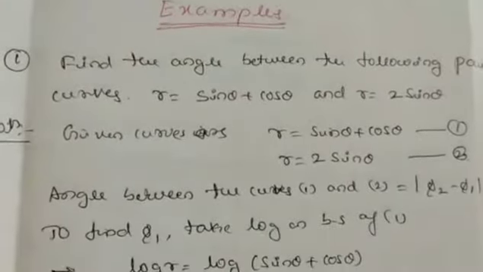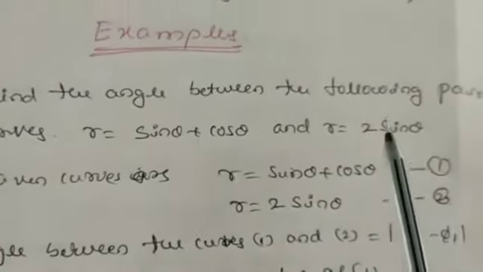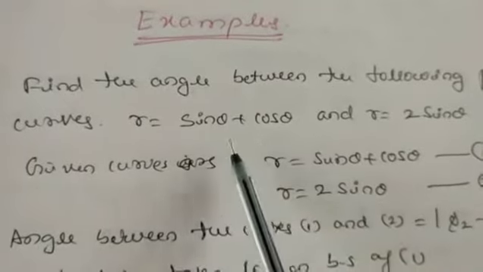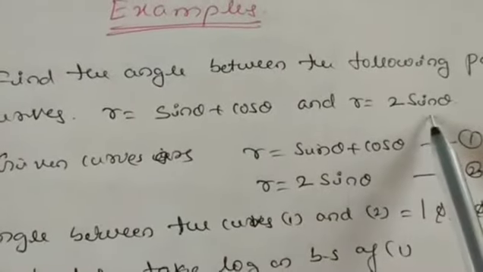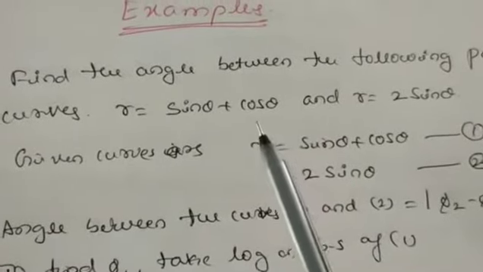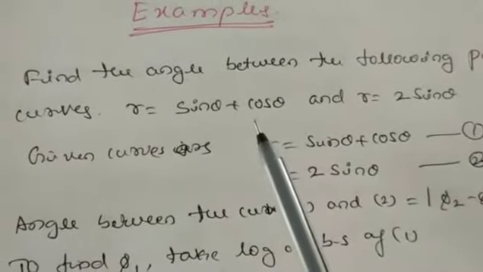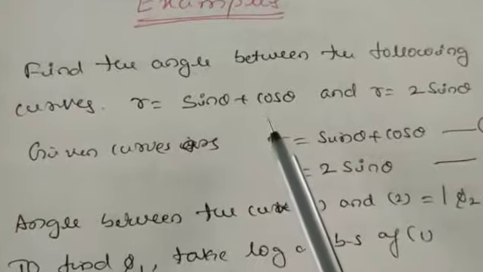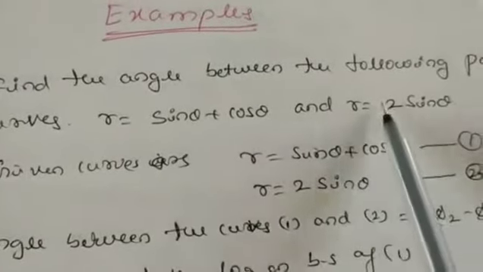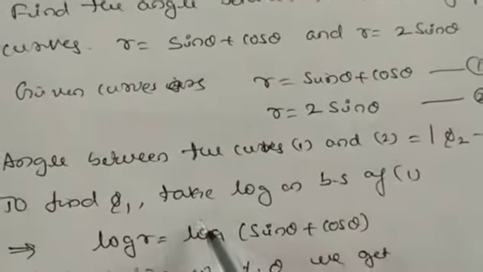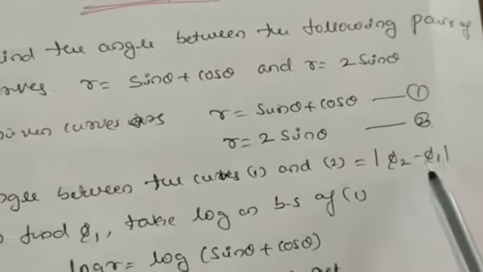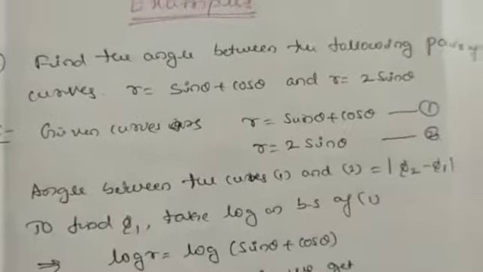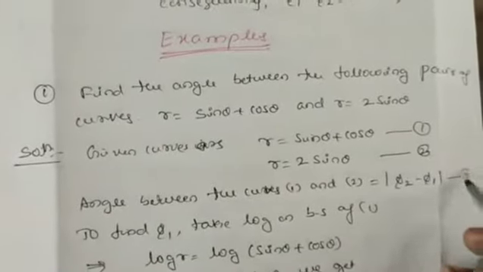Let us take one example. Find the angle between the curves r equals sin theta plus cos theta, and another curve r equals 2 sin theta. So it is just like finding the angle of the radius of curves two times. Take this one as the first equation, this one as the second equation, and the angle between two curves is mod of phi 1 minus phi 2. Take this as equation number 3.